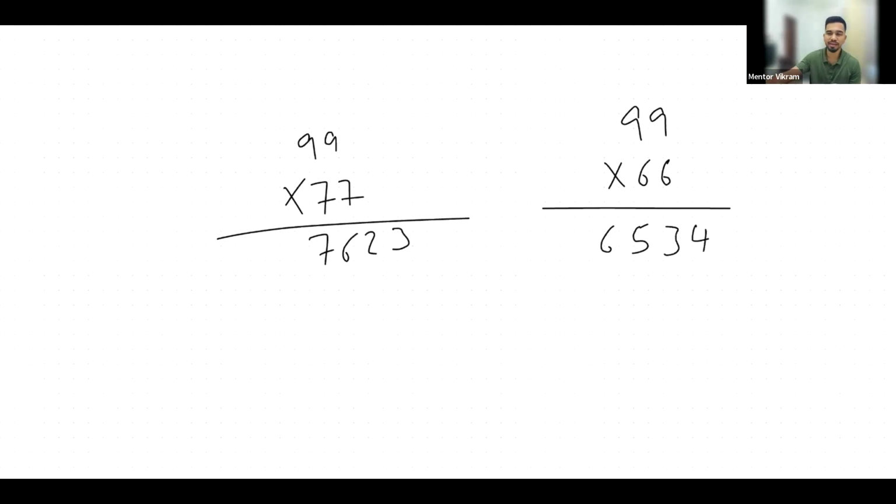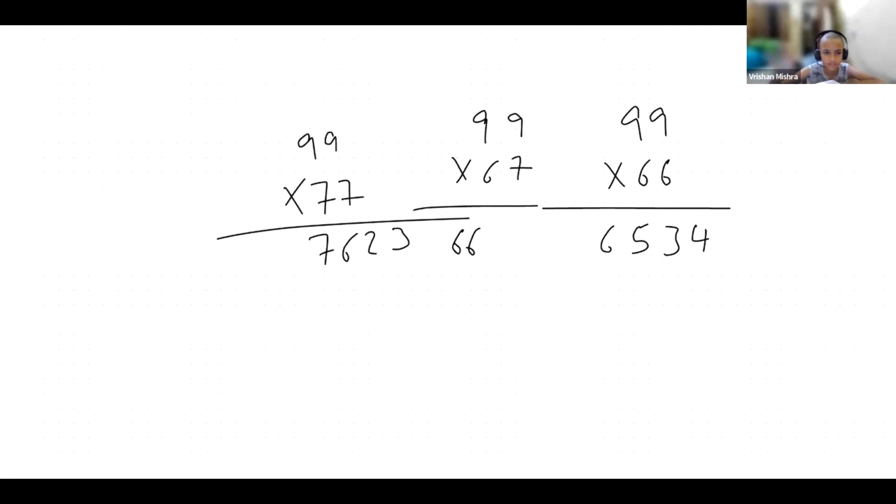Okay Vrishan, let's do one thing. Let's say it's 99 multiplied by 67. The first part is simple: 66. First you simply say 66. Once you say 66, then start subtracting 67 out of 100, which will be 33. Okay, let's try it one more time.